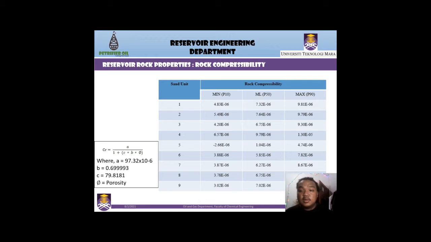Rock compressibility is equal to A divided by 1 plus C times B times theta, and theta is the porosity. For the table of rock compressibility, the value of rock compressibility is calculated using the Monte Carlo simulation analysis with their different sand units.